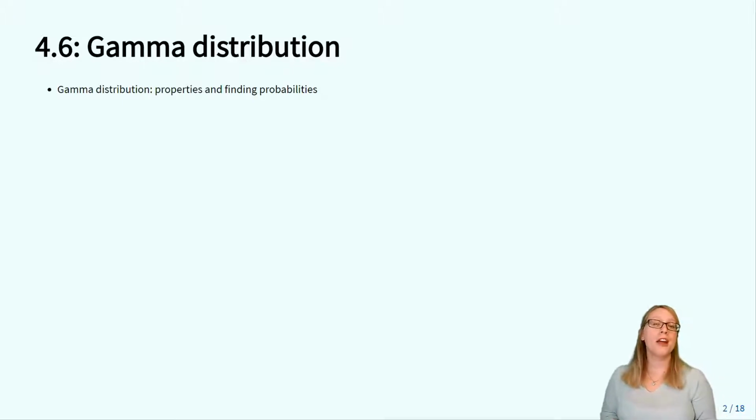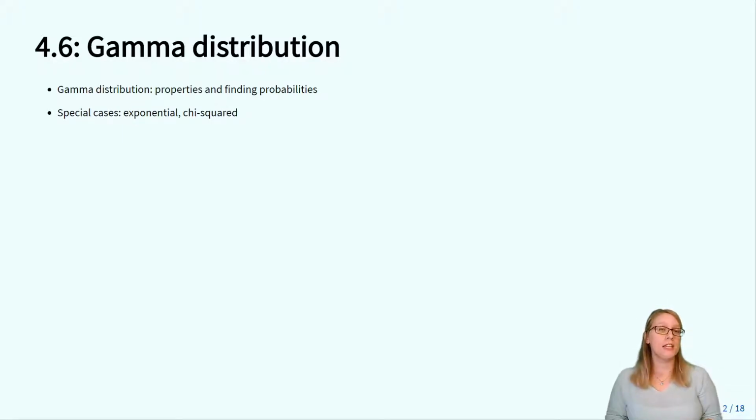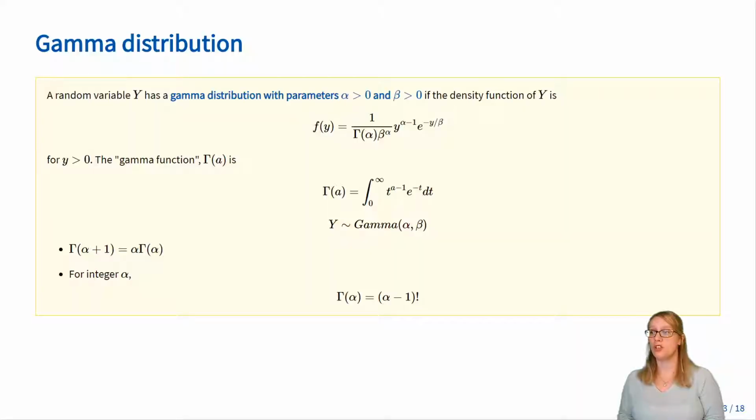We'll start by defining the gamma distribution and talking about some properties of the gamma distribution. We will also in this video explore some special cases of the gamma distribution, namely our old friend, the exponential distribution and the chi-squared distribution.